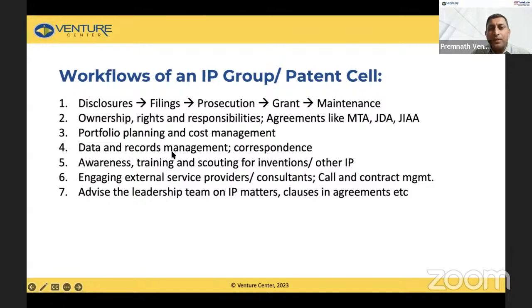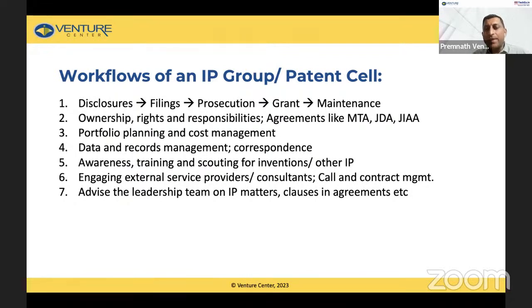The third workflow, I'll come back to this again, is portfolio planning and cost management. So imagine if you had 100 patents, as say an IIT may have, they may need to decide which ones to keep, how long, do they want to build a cluster around a particular topic, is there a strategic intent over there, and so on and so forth, right? So that is a different process. And that may require use of some amount of data management tools, right? Not necessarily formal software, but even a good Excel sheet really used to manage all the data carefully.